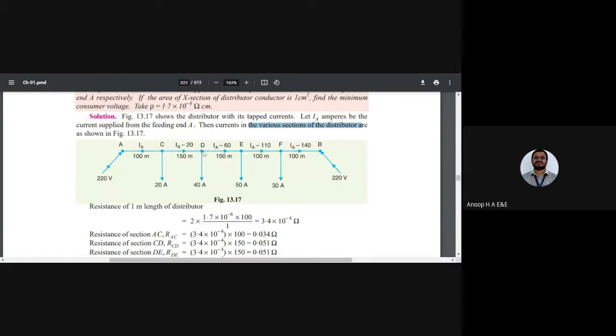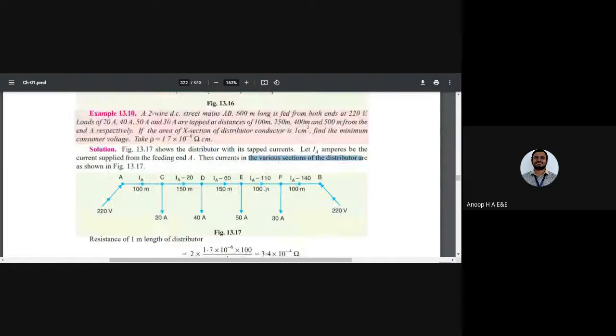Then I have point D here, which is 40 amperes again, so it is IA minus 60. After 150 meters from point D, I have point E. So I'll have IA minus 110 flowing, and you have 30 amperes again. So I have similar load points, 20, 40, 50, and 30 amperes, at the distances shown there.